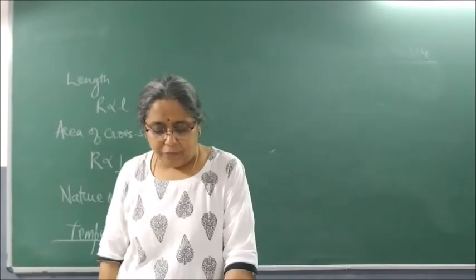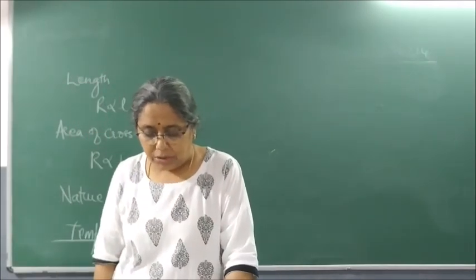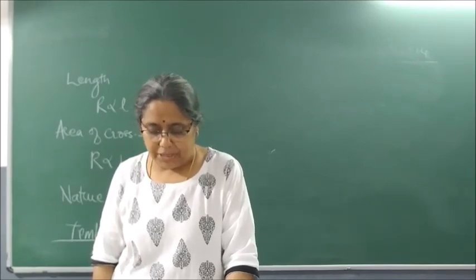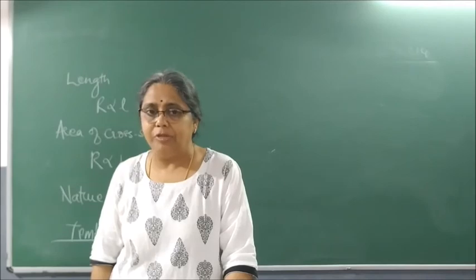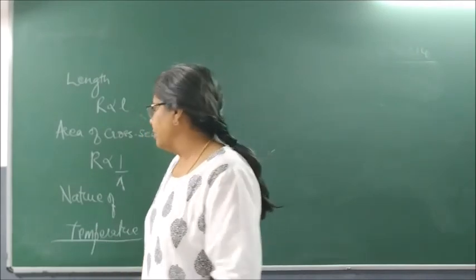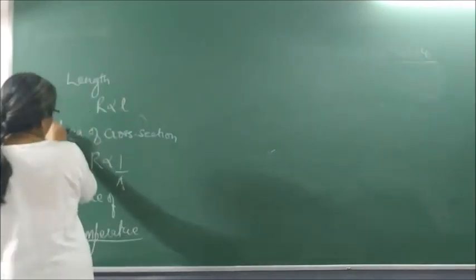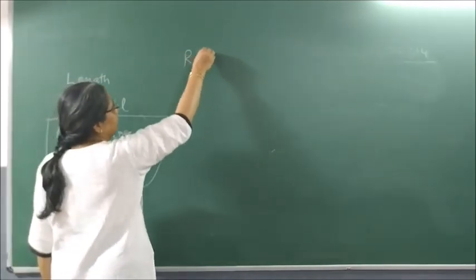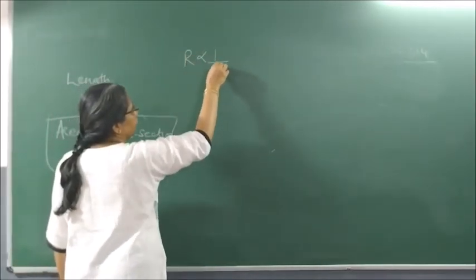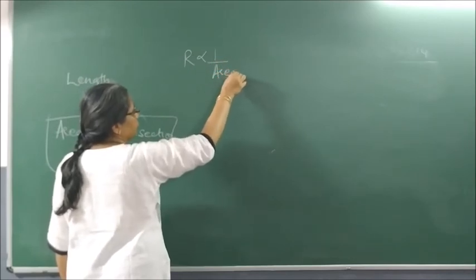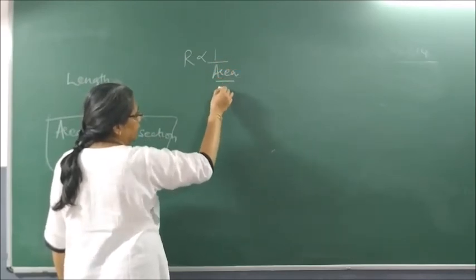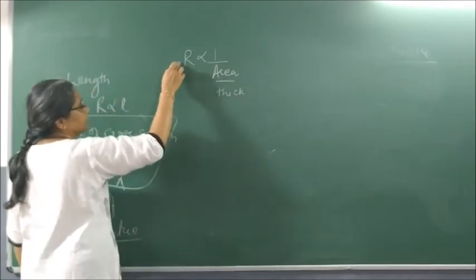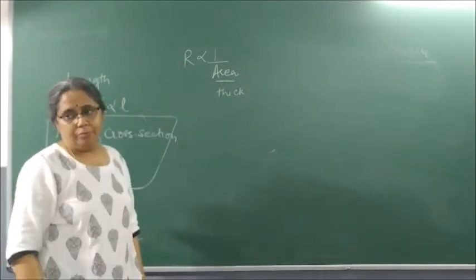Will current flow more easily through a thick wire or a thin wire of the same material when connected to the same source? Which wire? Thick wire. You will use this point. You will say resistance of a conductor is inversely proportional to area of cross section. If the area is more, that is the wire is thick, resistance is less and current is more.